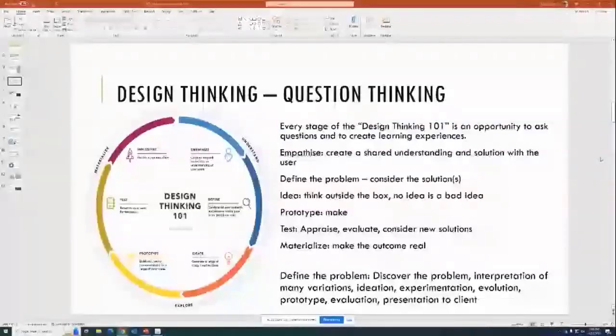So the design thinking process is based on a very simple approach, Design Thinking 101, which goes through a process of understanding the issue at hand, exploring options, and materializing the prototype. These are the main phases that the students need to go through while they are going through the design process. As a teacher or future teacher, you need to explain all of this to your students.